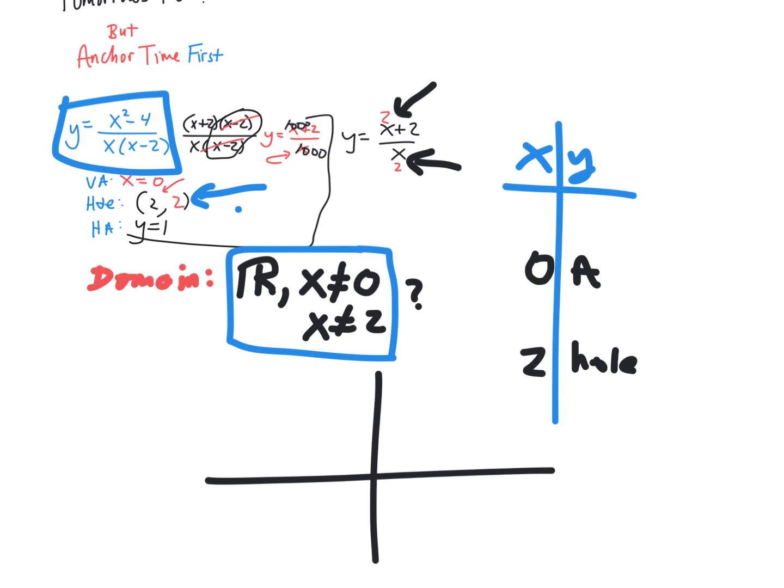So then you should put in numbers on either side of those. Like you should put in -1 and 1. And we already are putting in 1, which is just on the other side of the hole. So then let's put in 3. Those 3 points will be key. And then put the asymptotes on your graph and then finish it off.